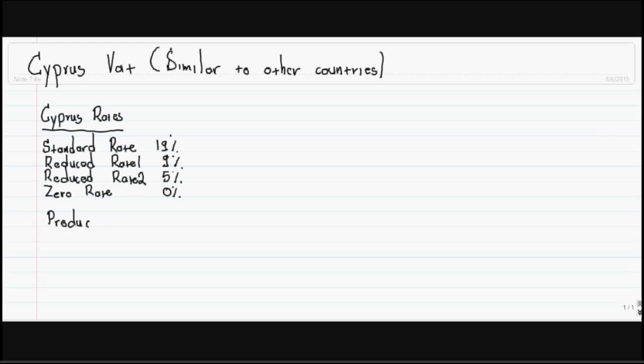Our first transaction is about products. Our company purchases item number 1 and sells item number 1. The purchase price is 100 euros and the selling price is 250 euros.